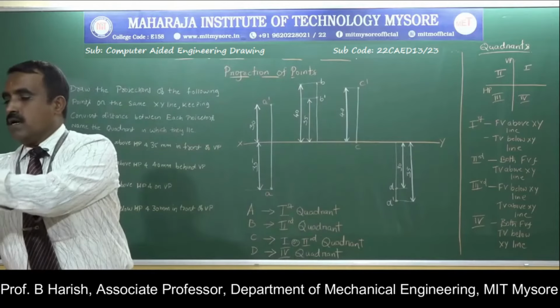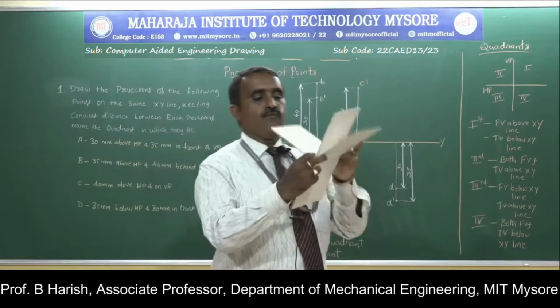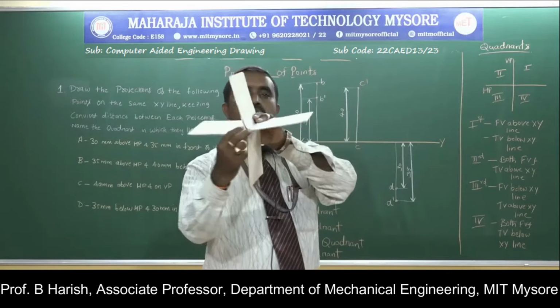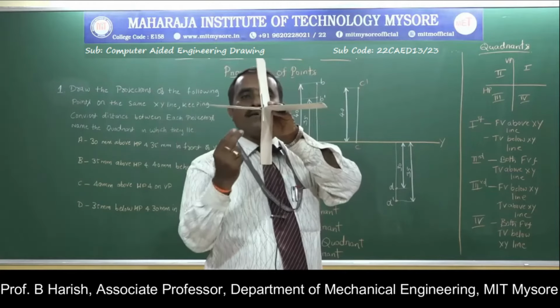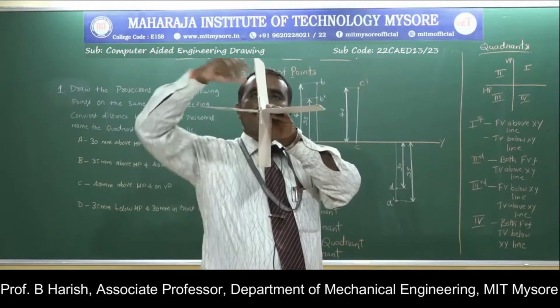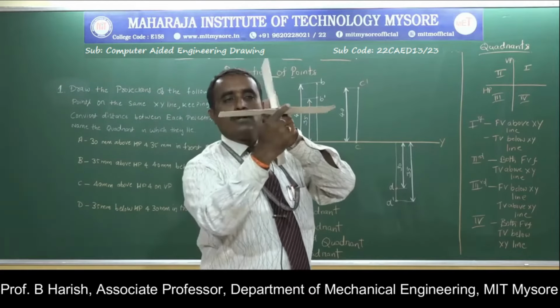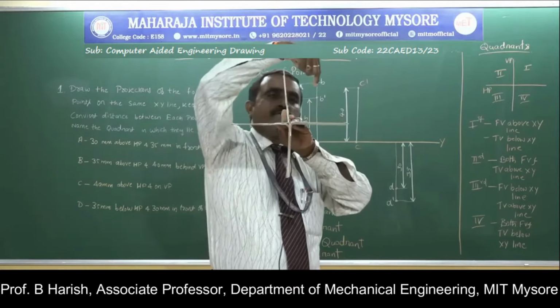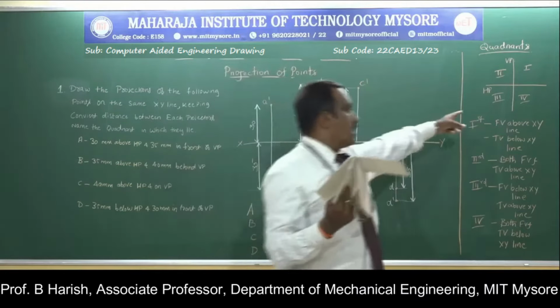Here, in case of projection of points, a point can be placed in all the 4 quadrants. So this is how our quadrants will be. This is the first quadrant, second, third and fourth. This is the horizontal plane, this is the vertical plane. So first quadrant, second quadrant, third quadrant and fourth quadrant, that is what is written here.